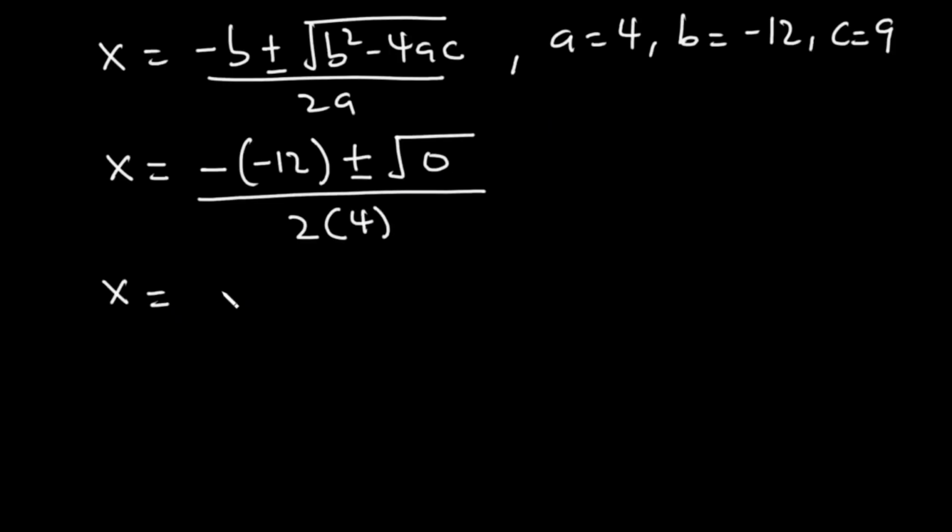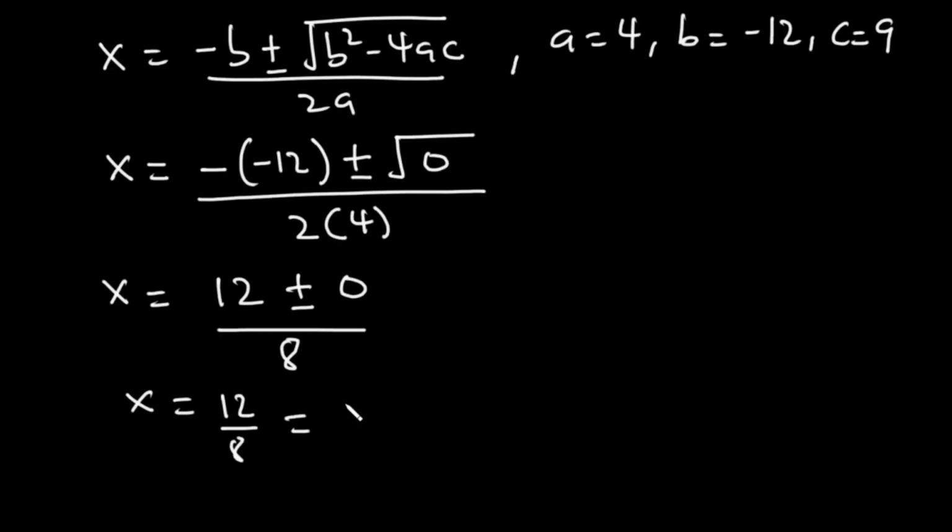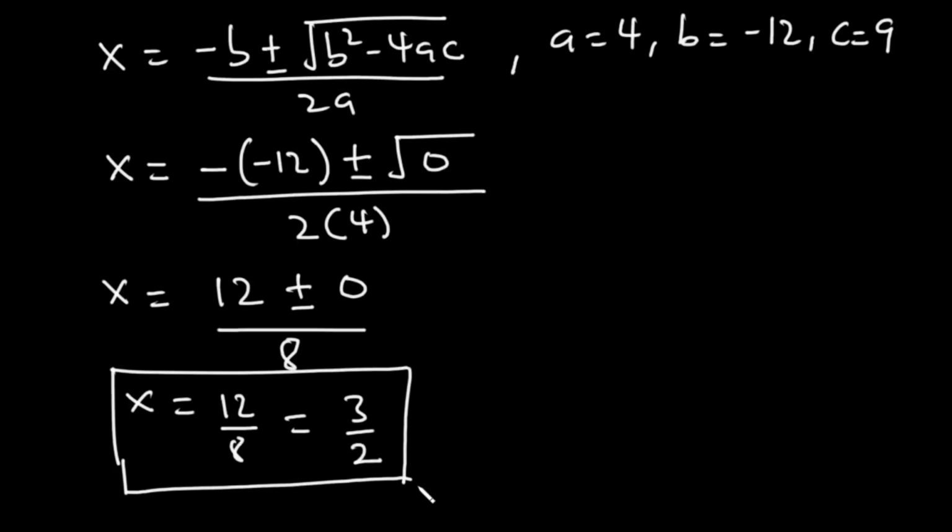So x is equal to 12 plus or minus 0 divided by 2 times 4, which is 8. Notice that the plus or minus affects the 0. So we can have x equal to 12 divided by 8, which is equal to 3 over 2. So this is the only real root of the quadratic equation. Now let's use the method of factorization to make things very simple for us.